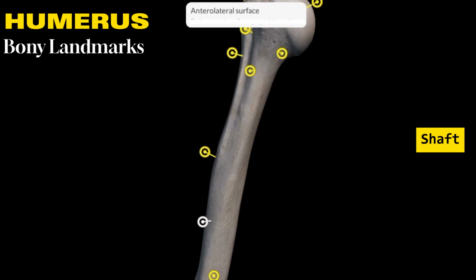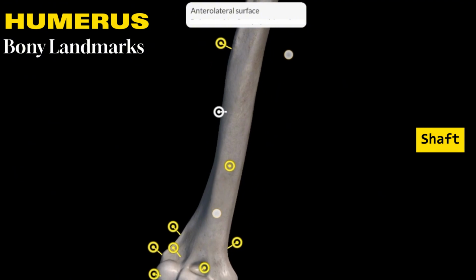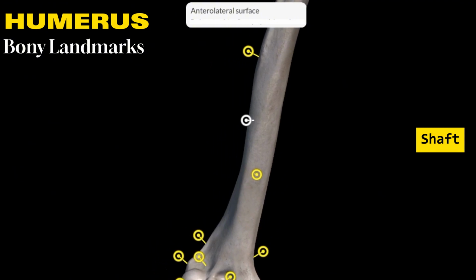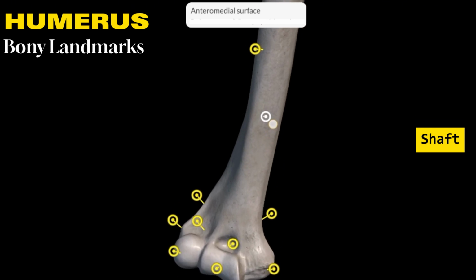Anterolateral surface. It is present between anterior and lateral surface. This anteromedial surface is present between anterior and medial surface.